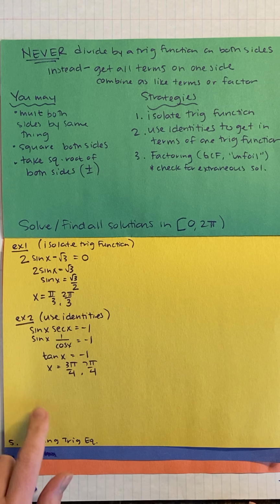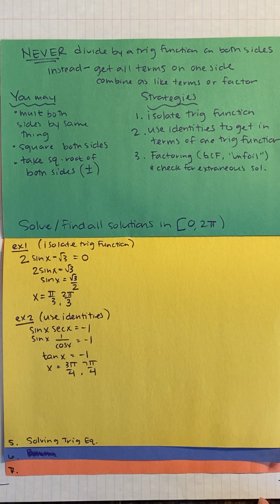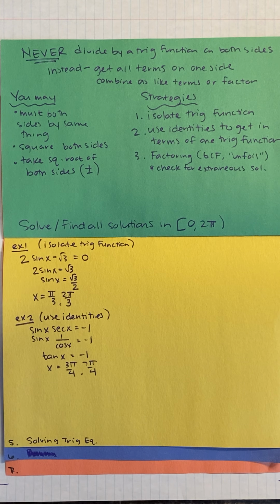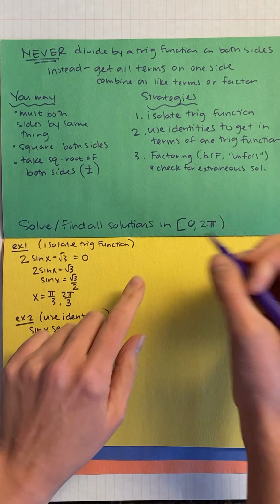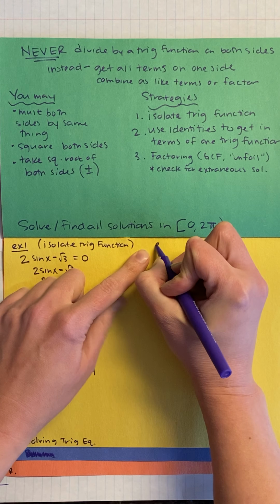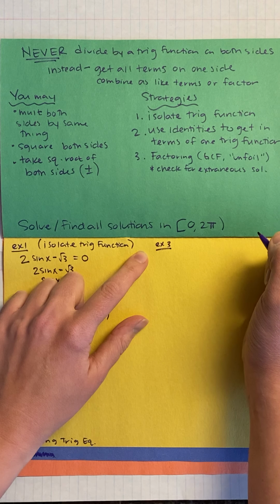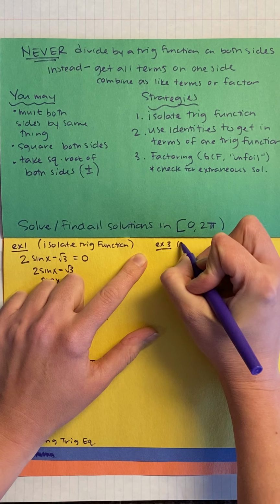So what we're going to do, two examples down below, one for GCF and one for unfoil. Remember, at any point in time, pause and rewind if we're going too fast. That's the beauty of having these all in a video. So the first one we're going to look at is example 3, an example of factoring with a GCF.